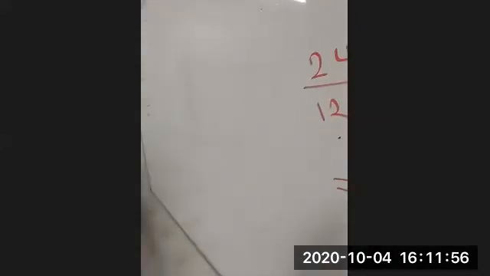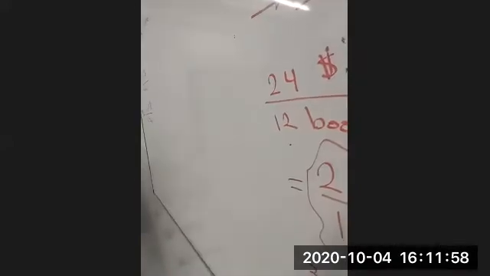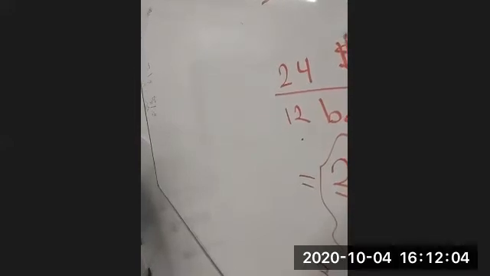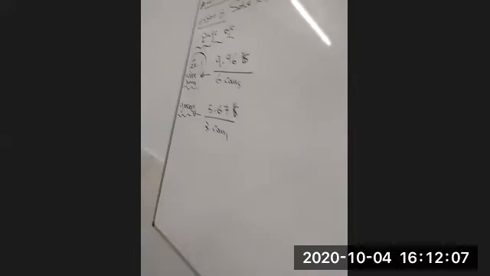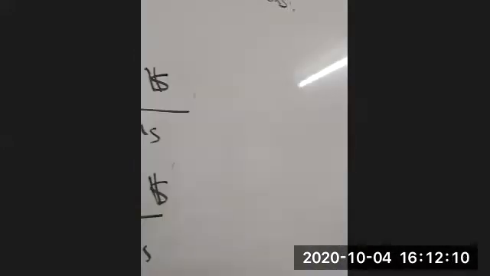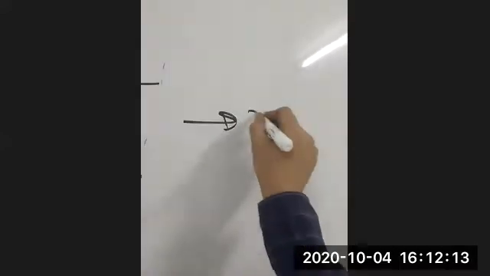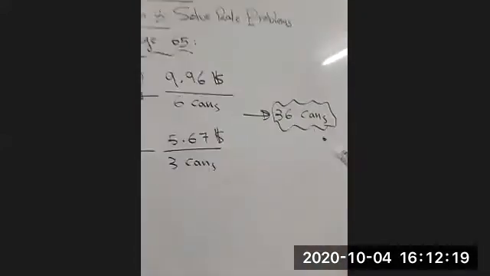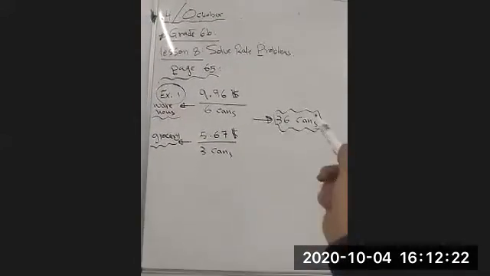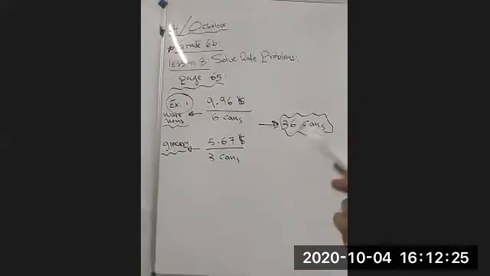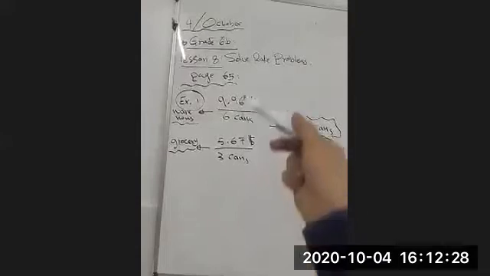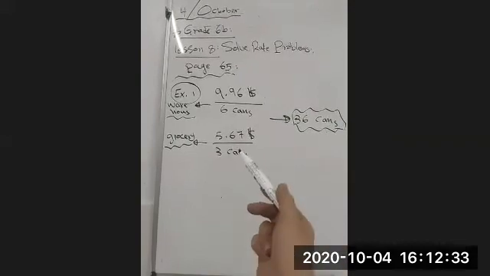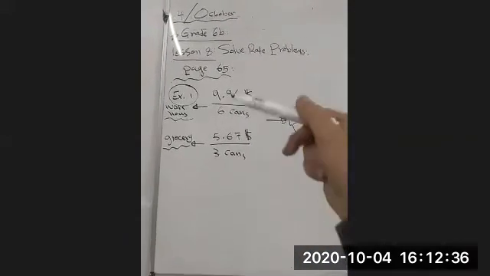How much will the caterer save by buying 36 cans from the warehouse instead of from the grocery store? Now, someone wants to buy how many cans? 36 cans. And the question wants us to know if he used the two offers. If he bought 36 cans from this one and 36 cans from this one, how much he will save from the least price of them.